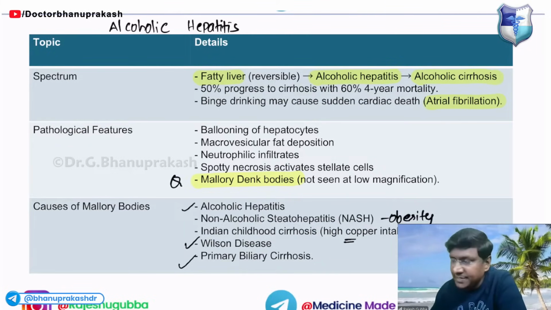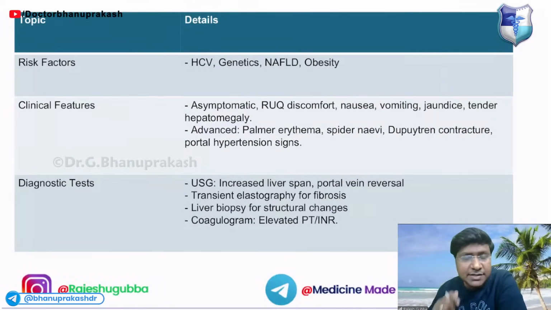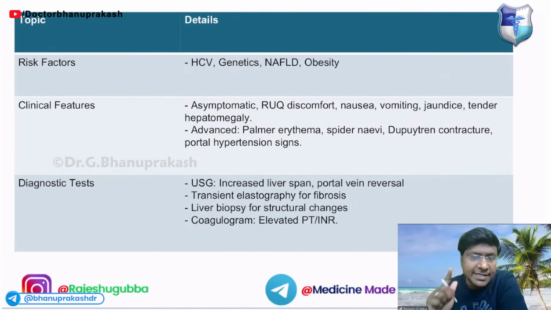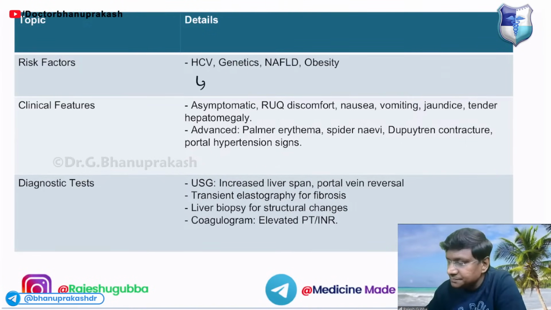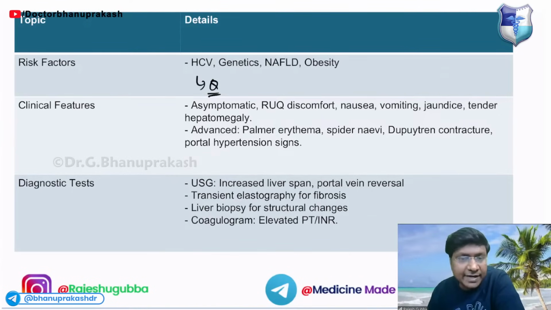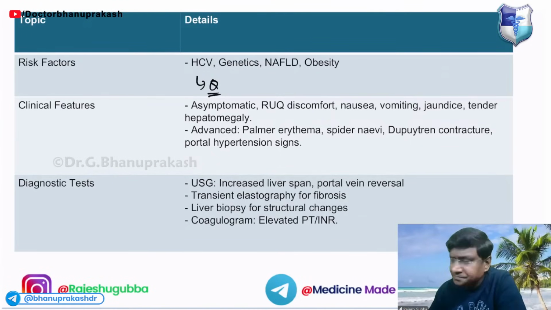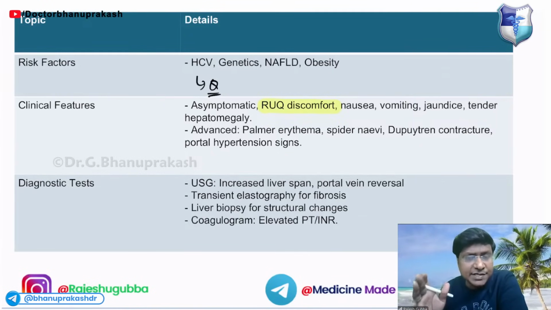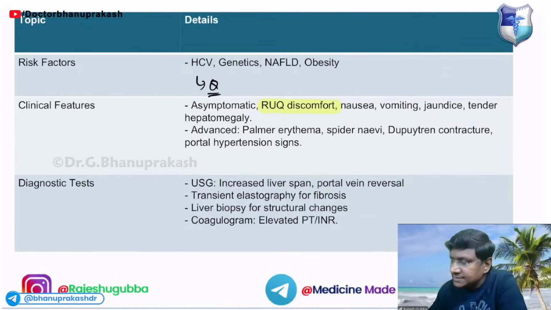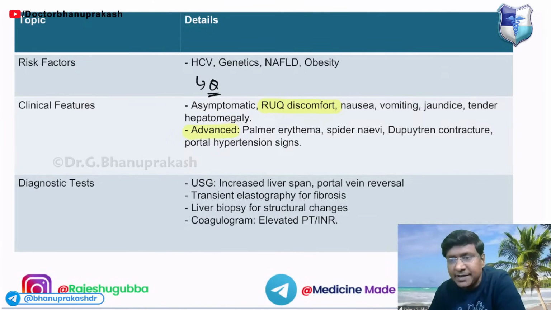The next level of question they will ask in alcoholic hepatitis is what the risk factors are for its development. The answer is HCV. The HCV viral infection is a very important risk factor for the development of alcoholic hepatitis. Now, what will be the clinical features? Very simple to make out: hepatitis, so there will be inflammation of the liver parenchyma, and thereby the individual will have right upper quadrant discomfort. As alcoholic hepatitis progresses, the individual goes into alcoholic cirrhosis. That is when the individual will have palmar erythema, spider naevi, Dupuytren's contracture, and features of portal hypertension.